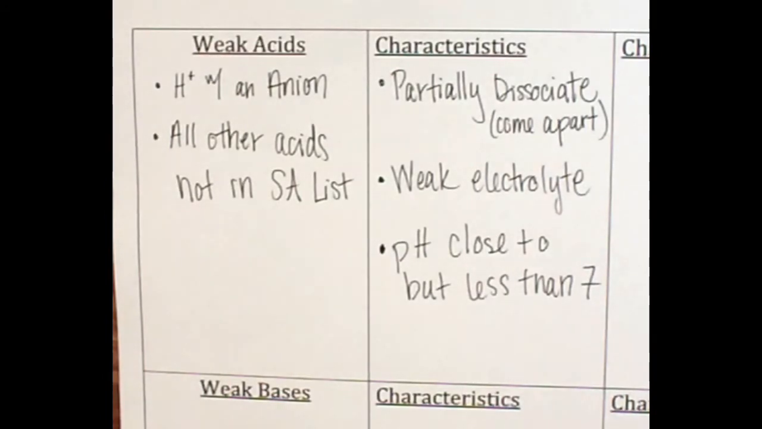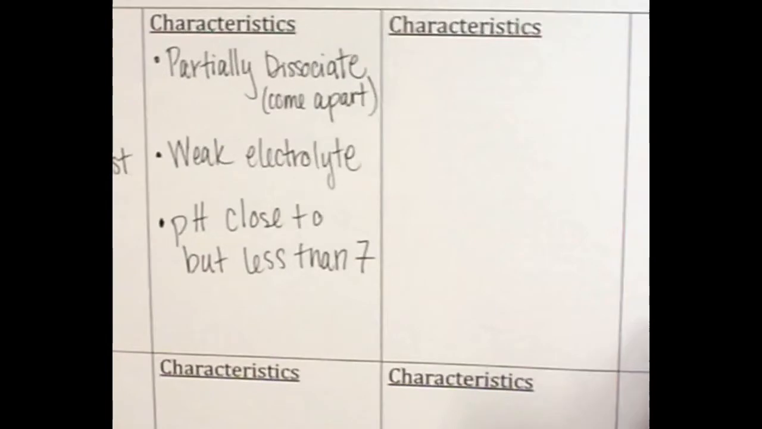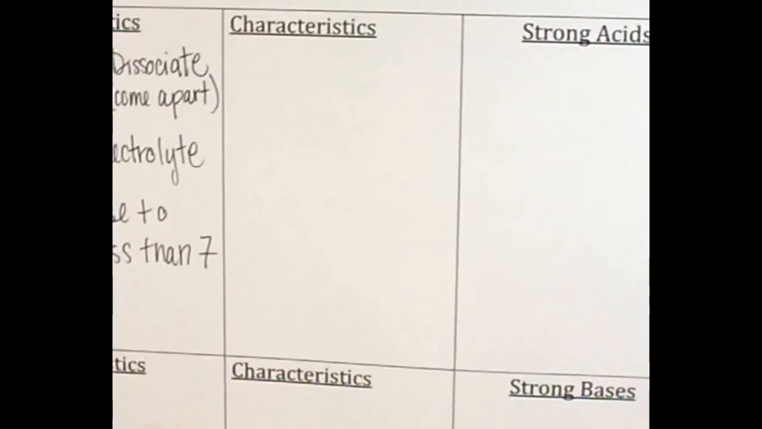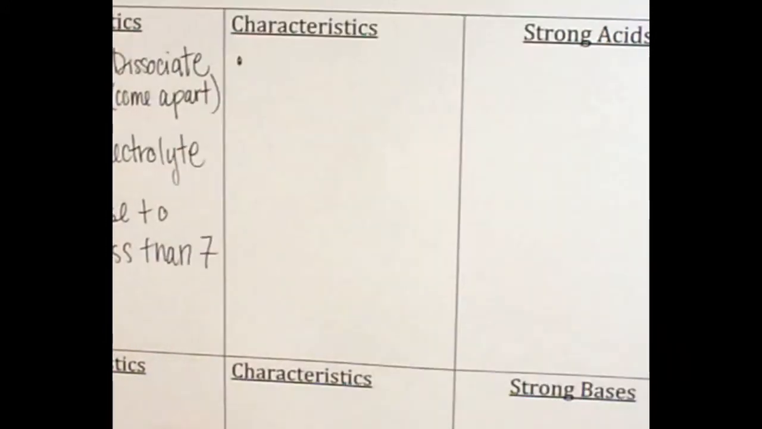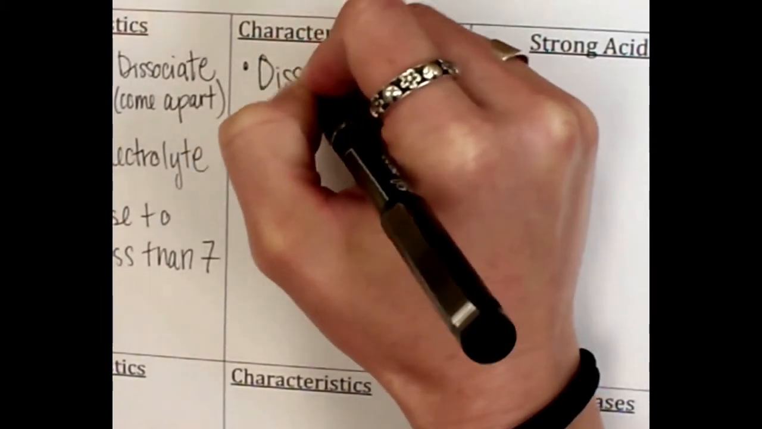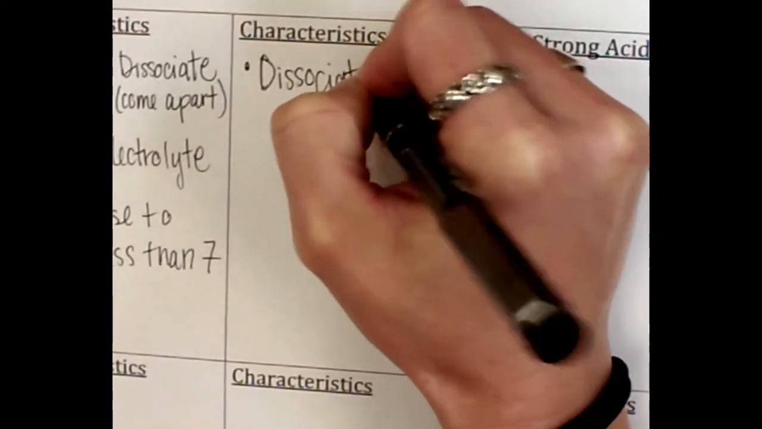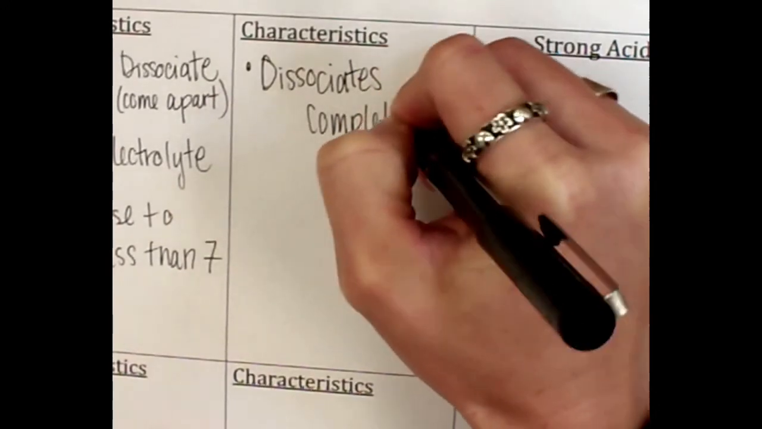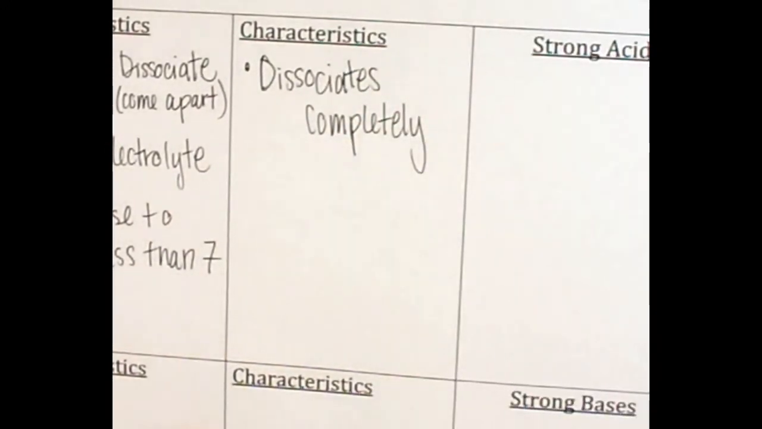Okay. So now we're going to work our way across, and we are going to put in the characteristics for our strong acid. So our first one is, if a weak acid only partially dissociates, what do you think a strong acid is going to do? It's going to completely dissociate. So that means everything is going to dissociate, not just some of them? Everything will completely break apart.